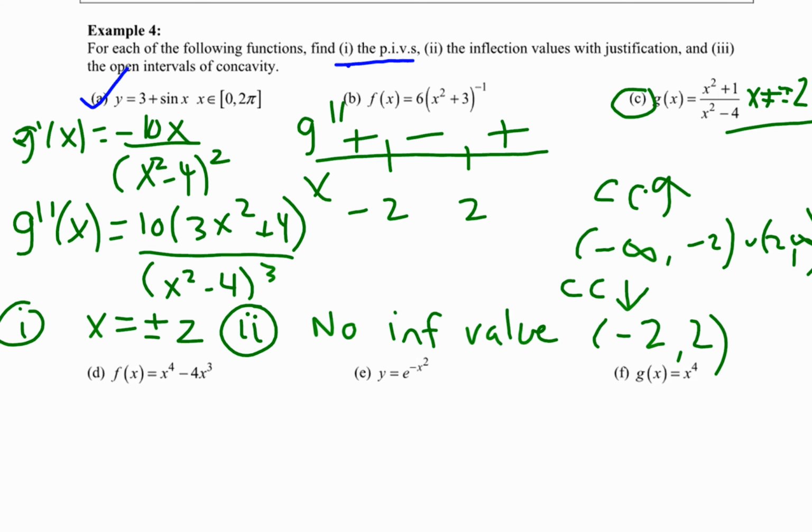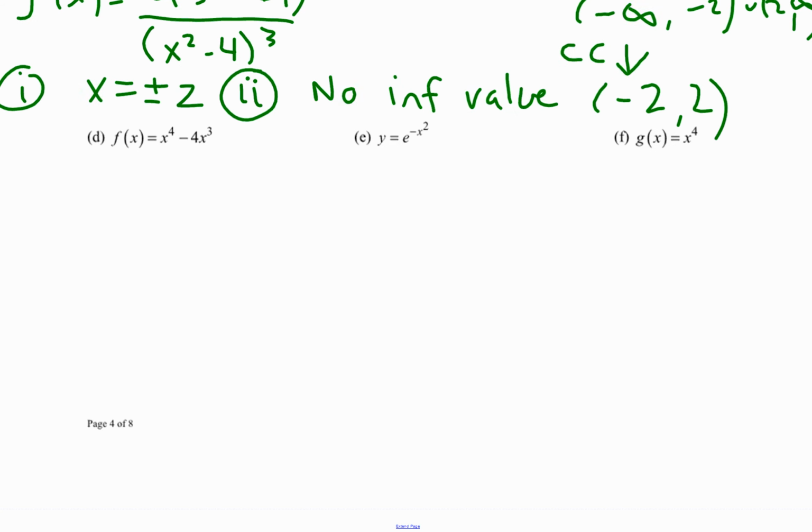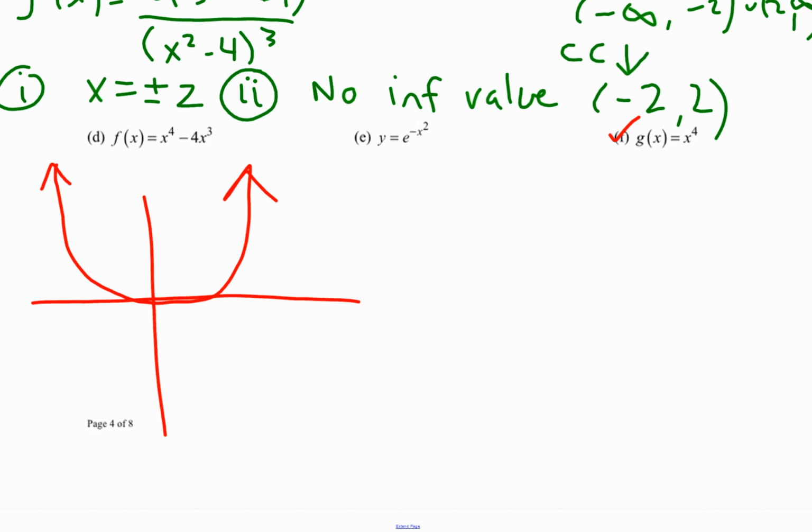All right, so we'll do one more example. Sometimes you don't have to do all of this work if you know what the graph looks like. So this time we'll try letter F. X to the fourth looks like x squared, but just a little flatter. So you can just look at this, and we don't really have to worry about checking the first and second derivative, but it's easy enough, so I'll do it.